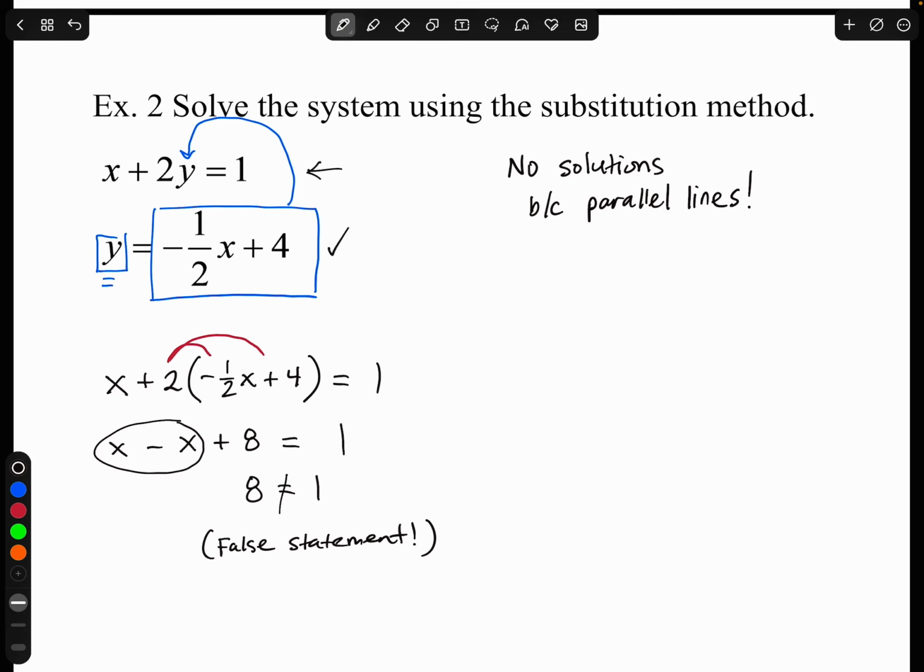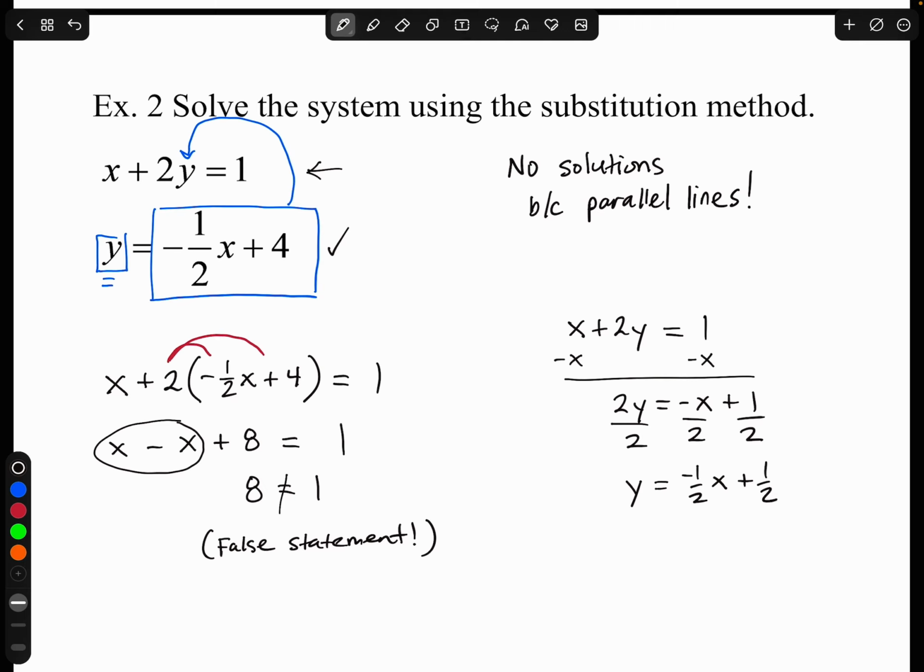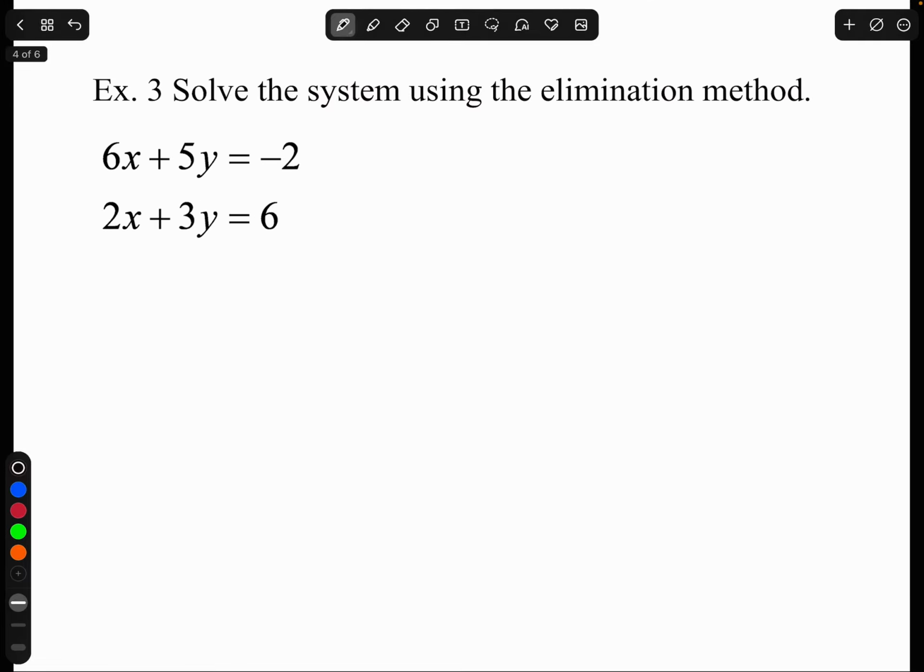And if you want, we already know what this one is in slope-intercept form. We could take this equation to just double check it, put it into slope-intercept form, just to make sure that it has the same slope and a different y-intercept. We'd subtract x from each side. 2y is equal to negative x plus 1. We divide by 2. We get y is equal to negative 1/2 x plus 1/2. So there you'll see the same slope, but different y-intercepts. So no solutions, they are parallel lines.